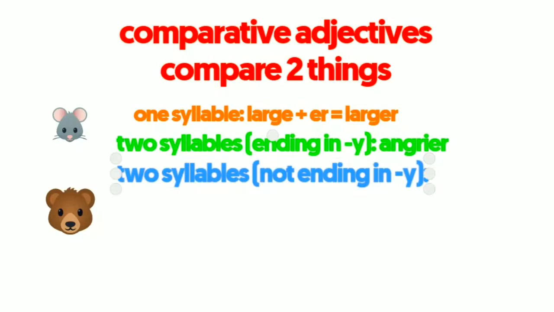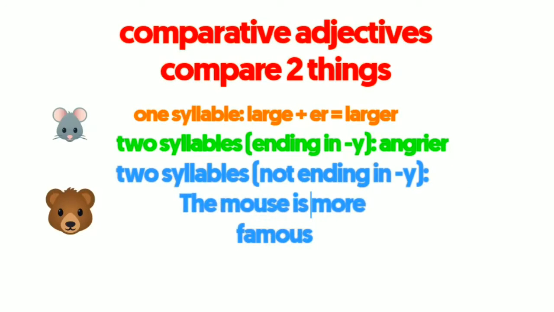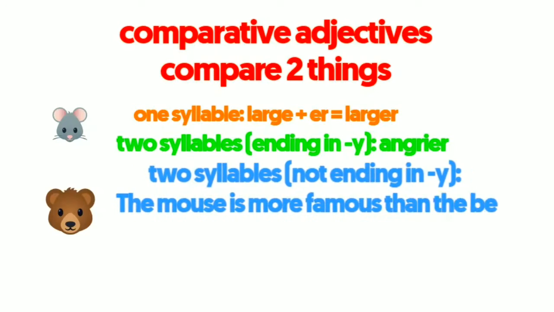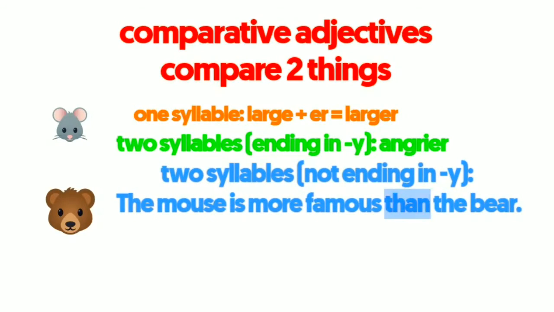If you have an adjective with 2 syllables and the adjective does not end in Y, let's say famous, then what you're going to do is add more before the adjective. We won't say famouser, instead we'll add more. So we could say, the mouse is more famous than the bear. Remember to use than with an A when comparing.